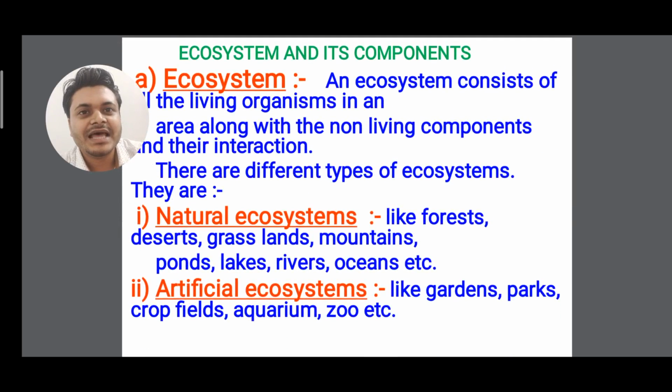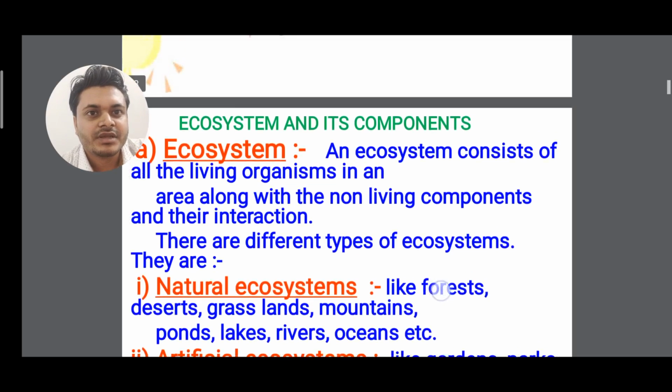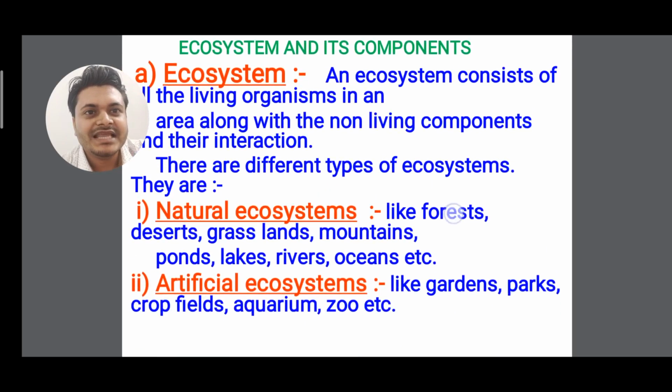Now, ecosystem and its components. As I have shown in the flow chart, here it is given in definition form. An ecosystem consists of all living organisms in an area along with the non-living components and their interaction.